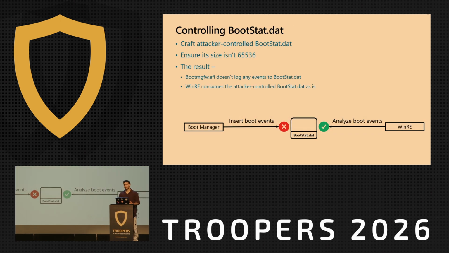So to arbitrarily control the BootStat, we can craft an attacker-controlled log and ensure that its size is different from the hard-coded size of 65,536 bytes. We can just add a few junk bytes at the end of it. And the result would be that the boot manager just stops writing new events to that file, while WinRE will parse and consume it normally.